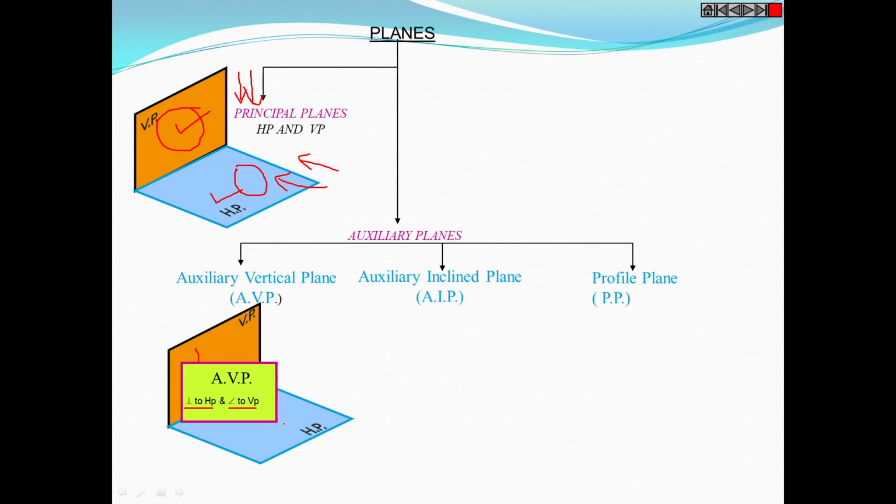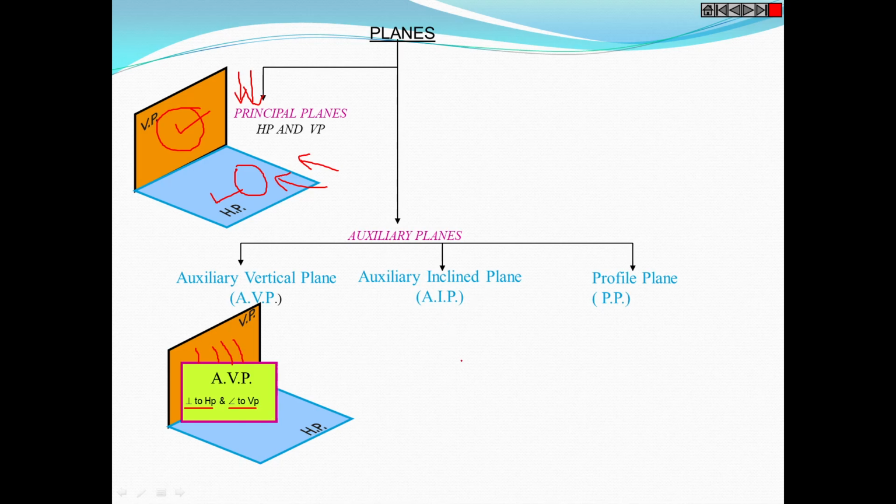The vertical plane is perpendicular to the horizontal plane. Similar to that, this auxiliary vertical plane is also perpendicular to the horizontal plane, but it is inclined to the vertical plane. It makes some angle with the vertical plane. This is the angle it is making with the vertical plane, and it is perpendicular to the horizontal plane.